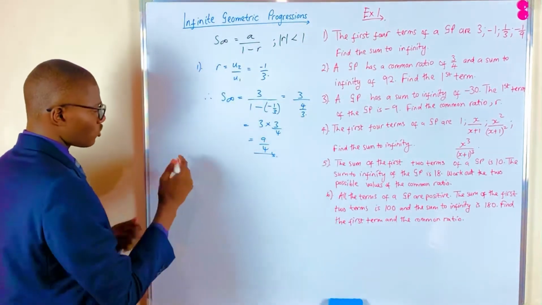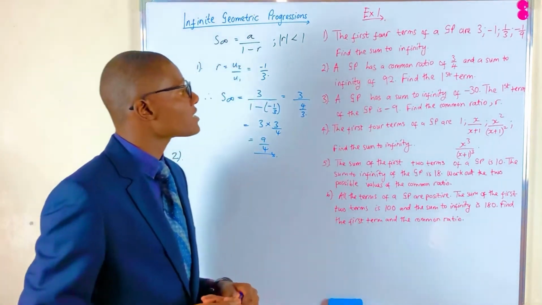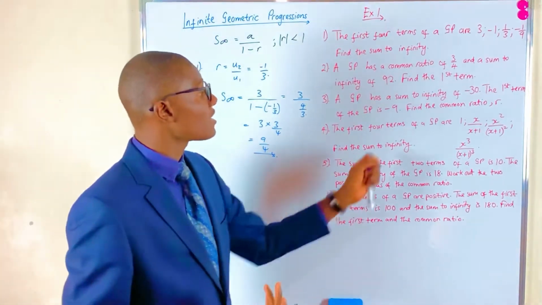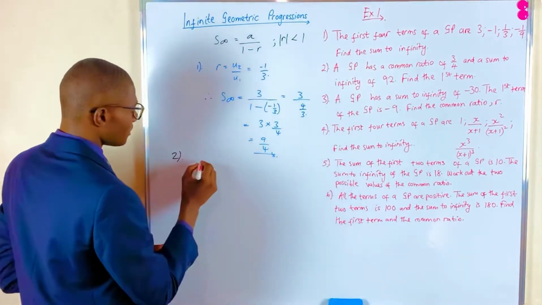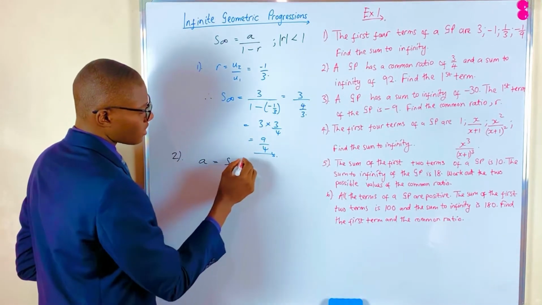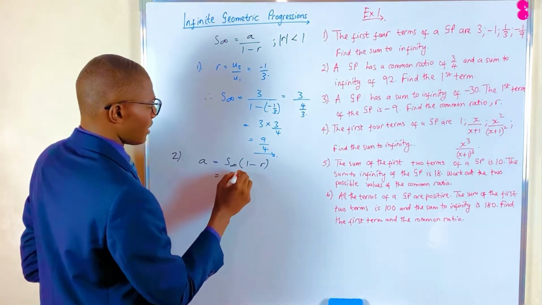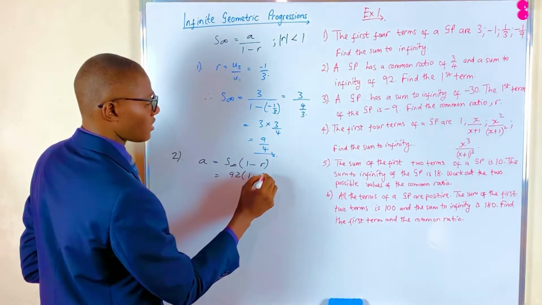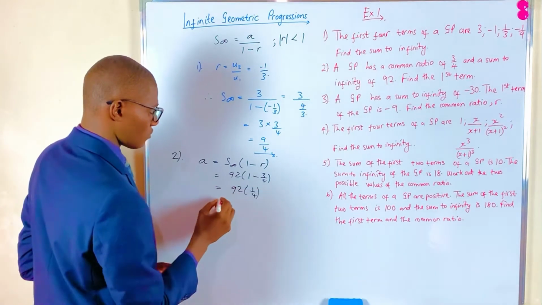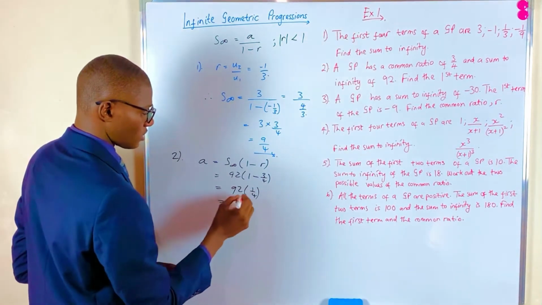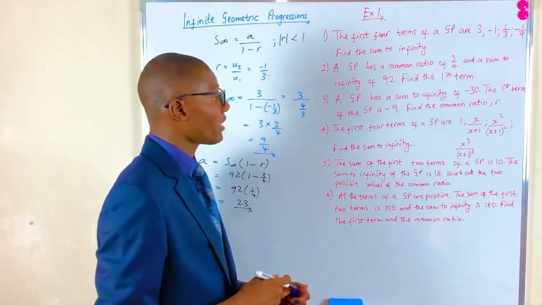Then moving on to number 2, a GP has a common ratio of 3/4 and a sum to infinity of 92. The question says, find the first term. First term, we know this is our a. So if we make a the subject of the formula, a would be equal to sum to infinity multiplied by 1 - r, which is 92 times (1 - 3/4), which is 92 times 1/4, and that will give us 23. So 23 will be the first term that we have.